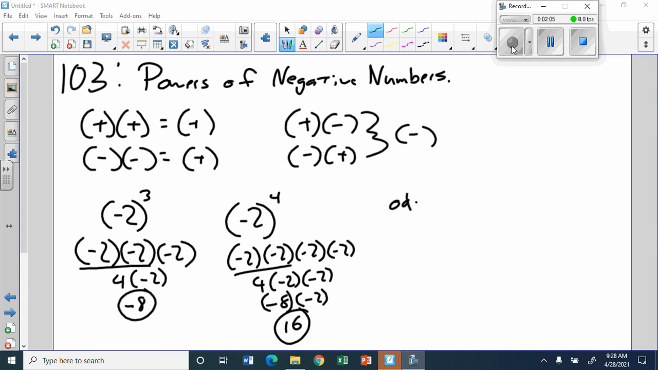So an odd number of negative factors produces a negative product.